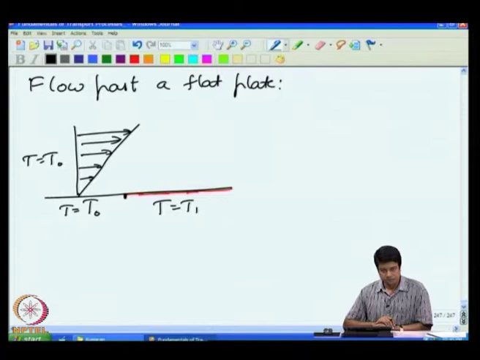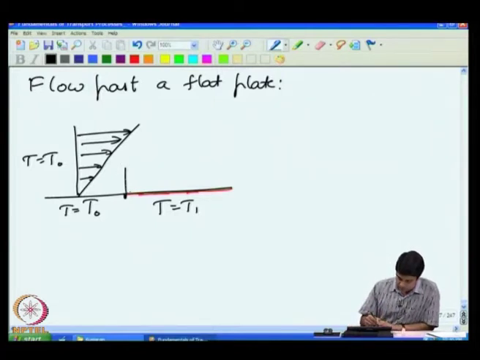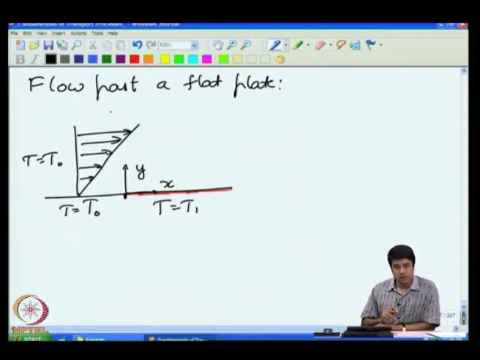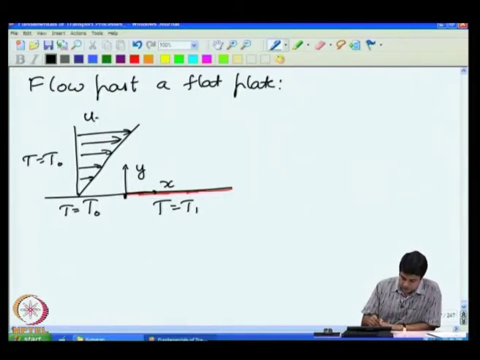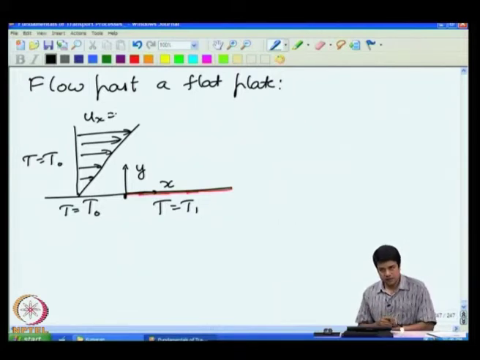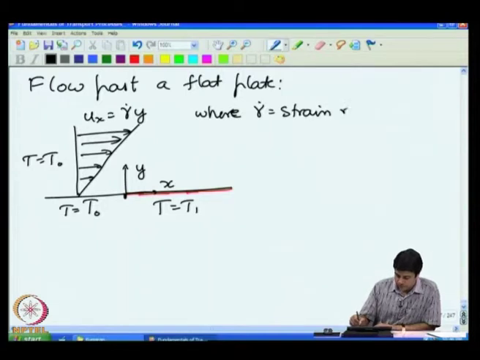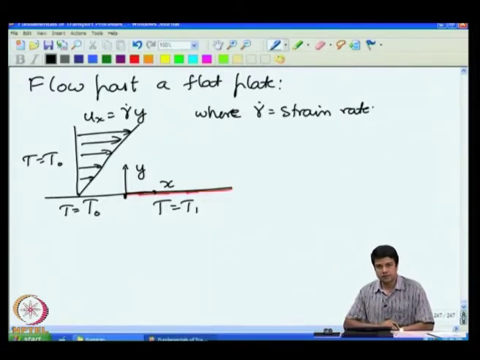So, let us first write down our coordinate system. I will use x as the coordinate along the flow, y as the coordinate perpendicular to the flow. The velocity is only in the x direction, parallel to the flat plate. So, the velocity u x is a linear function of y. It increases linearly as y increases. I write it as gamma dot times y, where gamma dot is equal to the strain rate.